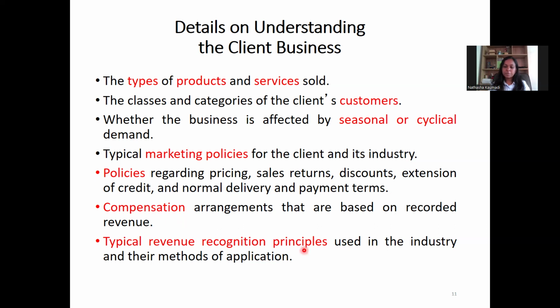Typical revenue recognition principles used in the industry and their methods of application. So in my company, what is the revenue recognition way? In the industry, what are the things? And in addition to these things, we have to know about the market. What is the market trend these days? When it comes to COVID, you need to understand not only about the client, but about the environment as well. In the global market, the demand has dropped for certain products. So not only for your client, in the global market, there can be changes. So you need to know these things.